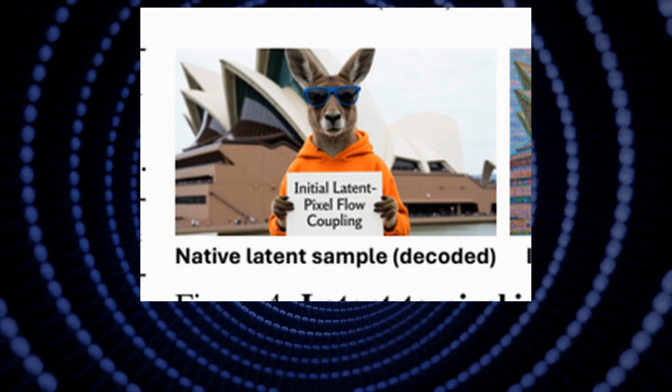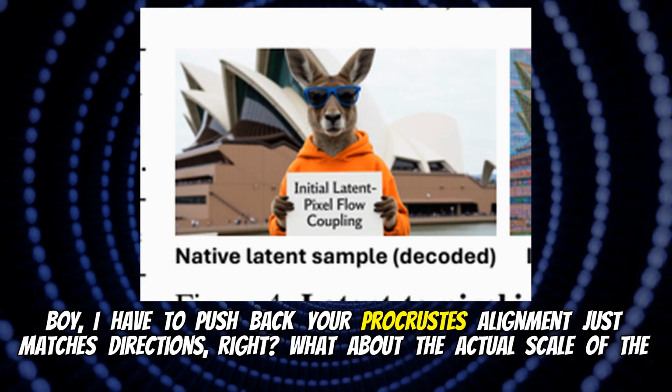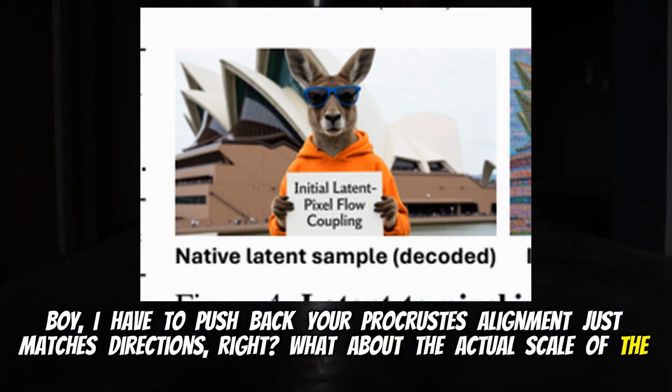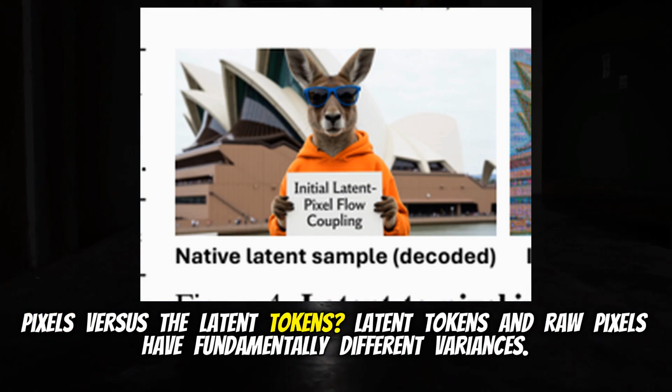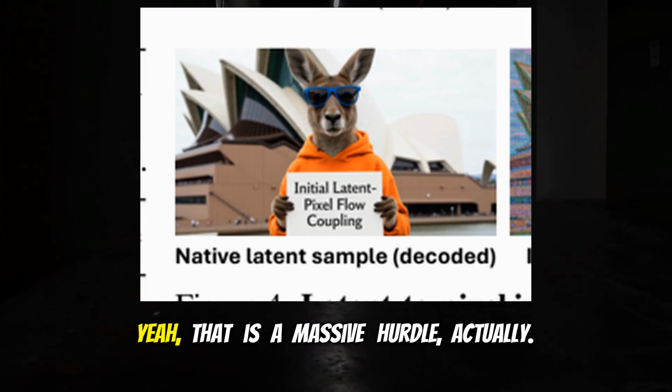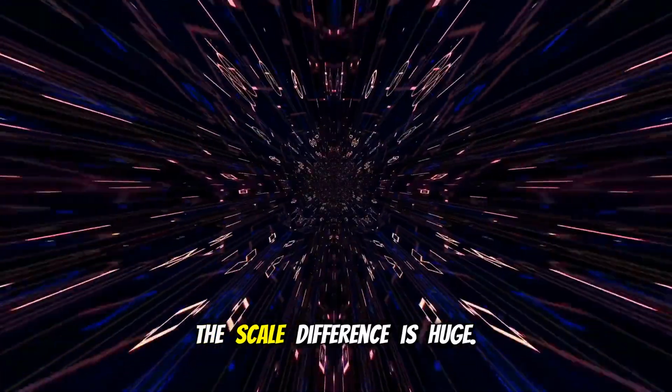That is wild. But wait, I have to push back here. Procrustes alignment just matches directions, right? What about the actual scale of the pixels versus the latent tokens? Latent tokens and raw pixels have fundamentally different variances. Yeah, that is a massive hurdle, actually. The scale difference is huge.